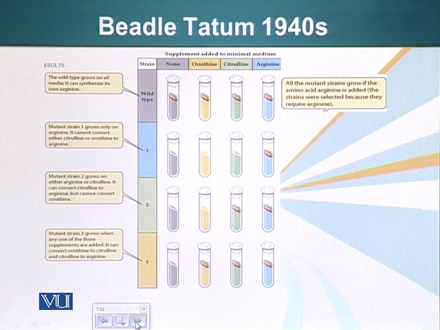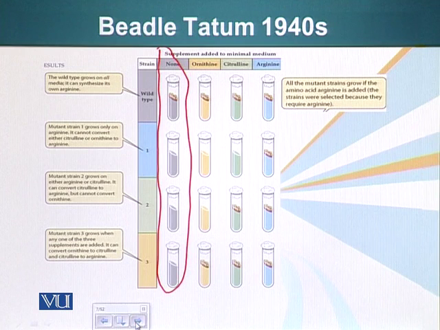You can see the wild type. It can grow in minimal media in which no additional supplements are added. And wild type can grow even if additional supplements are added. There's mutant strain number 1. It could not grow unless arginine was provided. Even the products ornithine and citrulline, which are intermediates in the arginine biosynthetic pathway, could not recover these mutants.